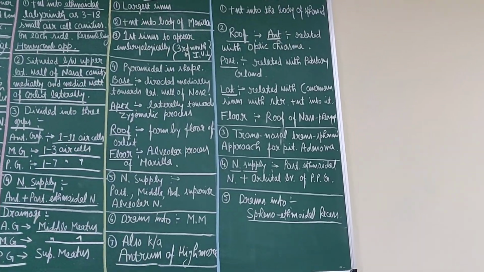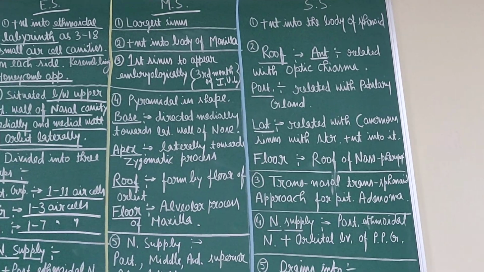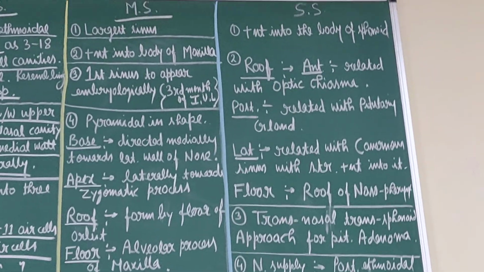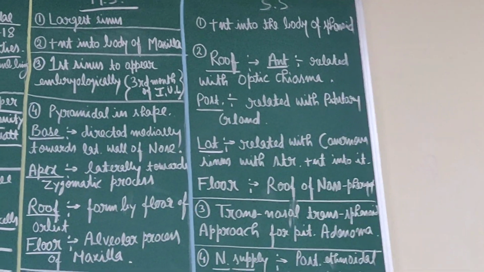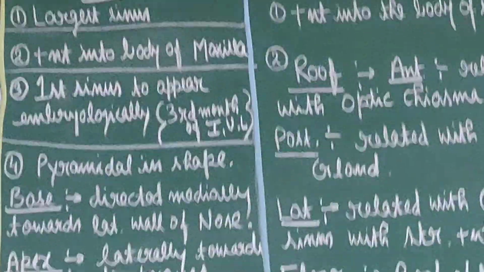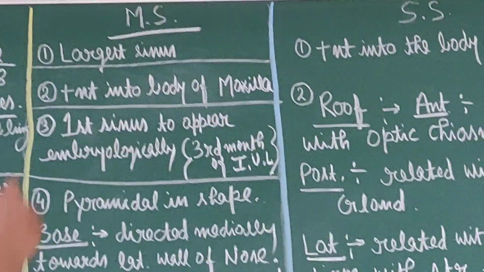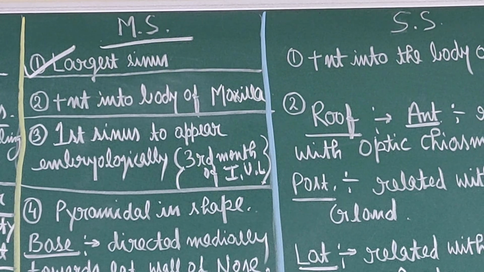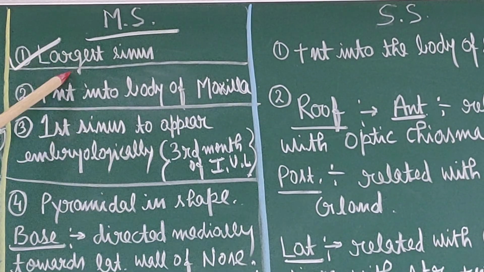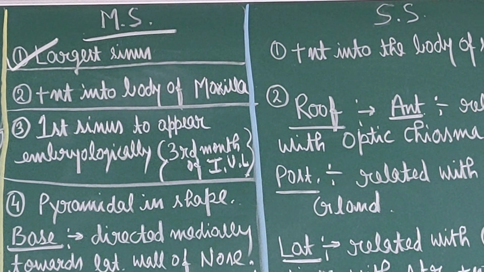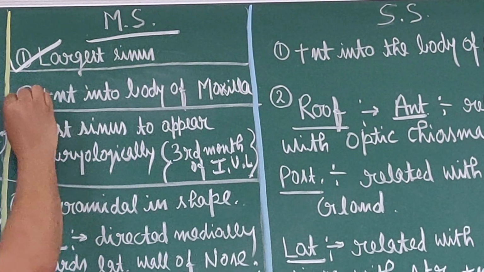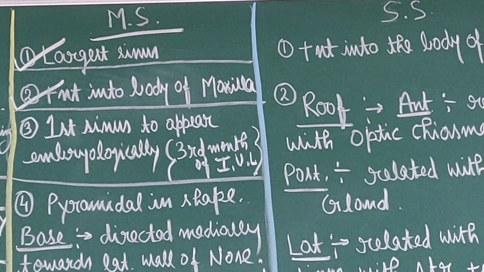Now the maxillary sinus. The maxillary sinus is also known as the antrum of Highmore. This is the largest sinus. Out of the 4 sinuses, the largest sinus is the maxillary sinus. It is present in the body of the maxilla.